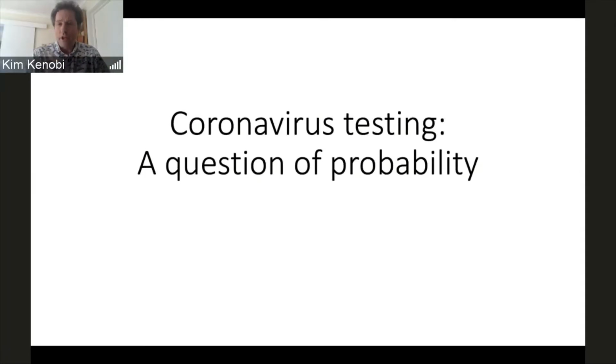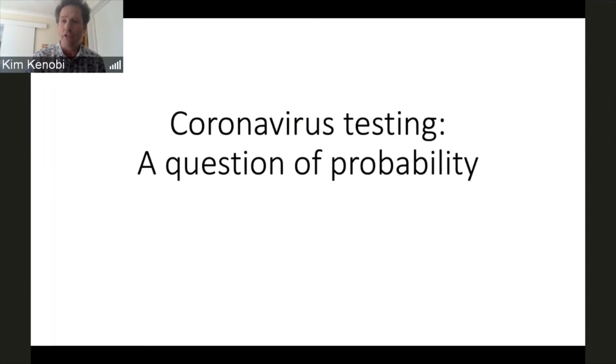Right, so I'm Kim Kenobi, and I'm a statistician. Simon has given a mathematical perspective on this, and I'm going to talk about things from a statistical point of view. I'm going to think about testing for diseases. Again, it could be general, but I'm going to apply it directly to the coronavirus testing.